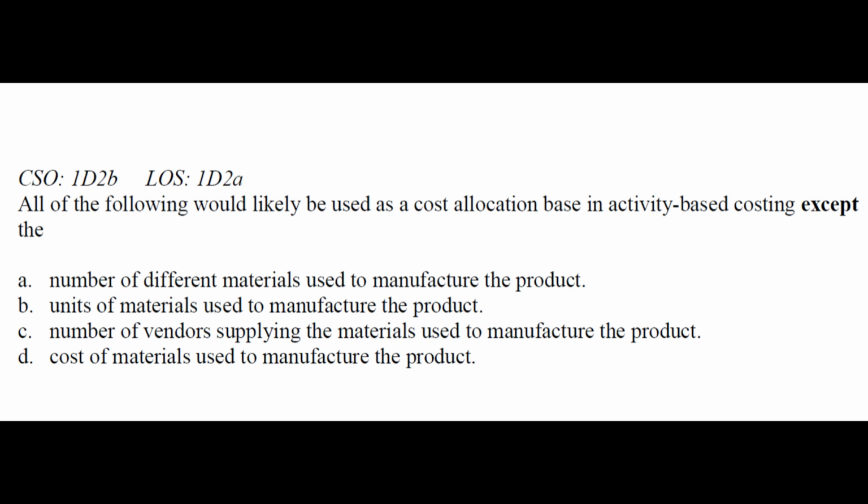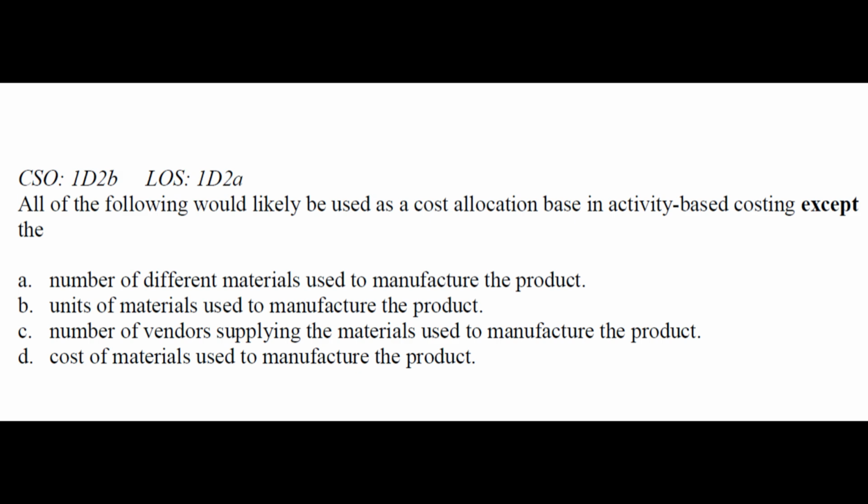This question tests understanding of activity-based costing (ABC), cost allocation bases, and cost drivers. Key concept: in ABC, overhead costs are assigned to products based on activities that actually cause costs. A good cost allocation base, or cost driver, must reflect a cause and effect relationship between the activity and resource consumption.